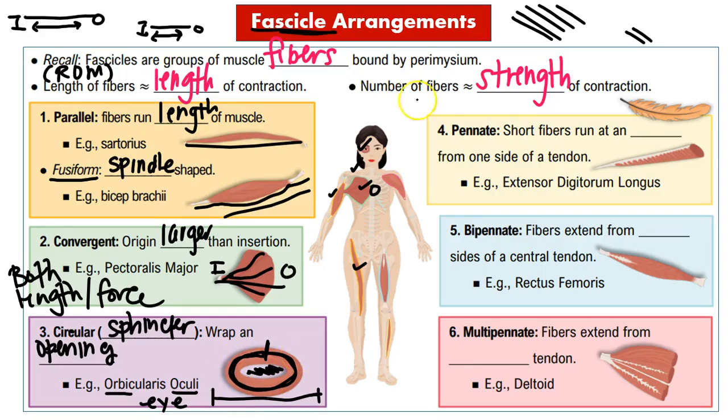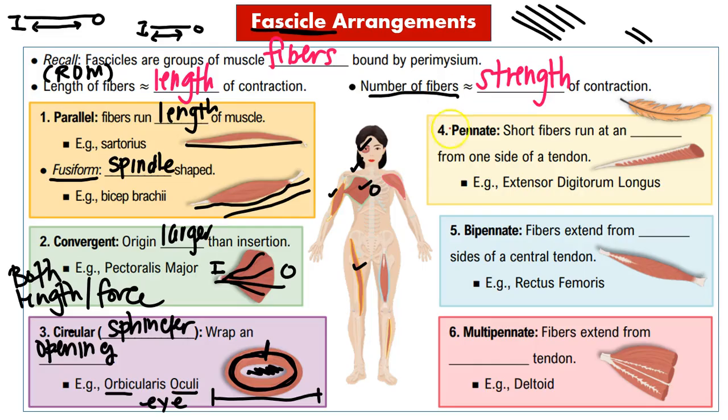Now let's focus on the number of fibers. The only one of these that mainly we're going to talk about, the length and the force, was convergent. Yes, we have the biceps brachii that's also going to have the ability to be fatter in the middle to kind of increase some of that force of contraction. But the one that truly does both is going to be convergent. Right. Number of fibers, or again, strength of contraction, meaning how much force is generated from that contraction.